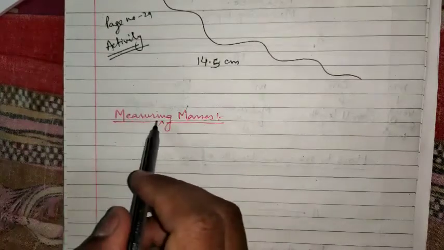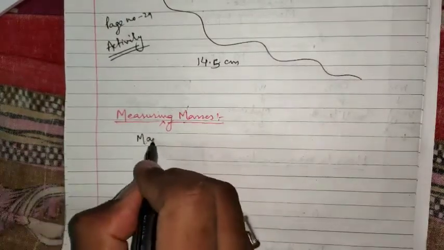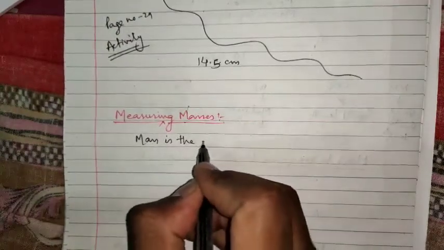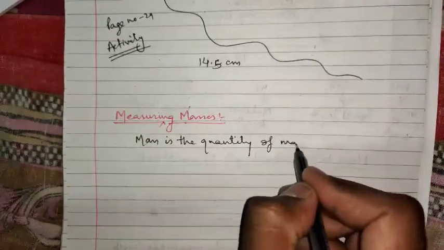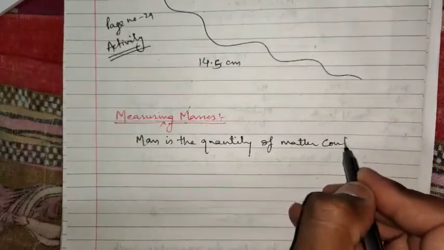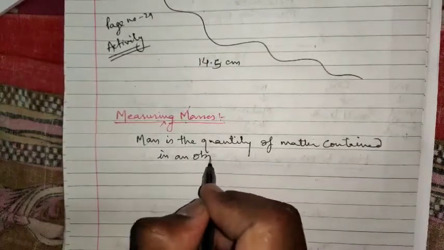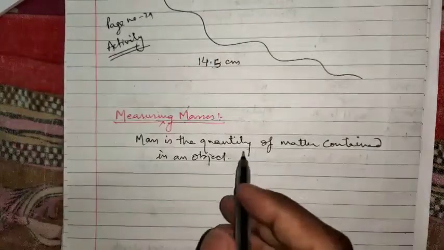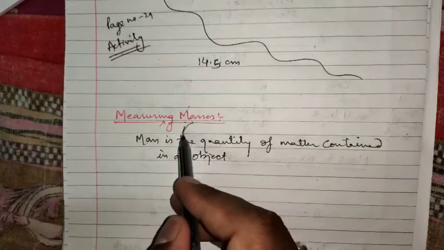Our next topic is measuring masses. As we have all studied, mass is the quantity of matter. This is the definition of mass: the quantity of matter contained in an object. Mass is the quantity of matter contained in an object. This is the definition of mass.